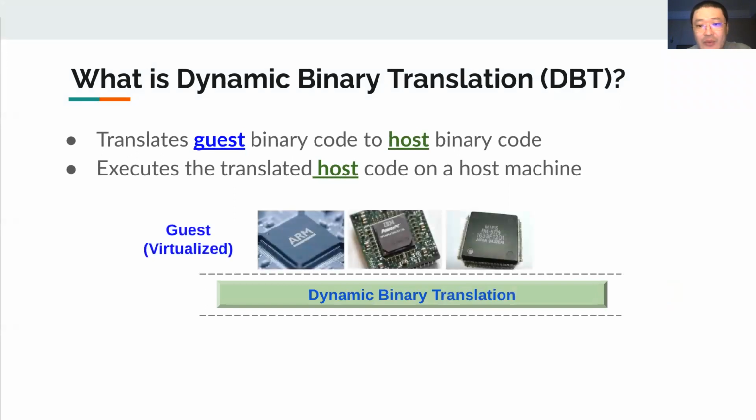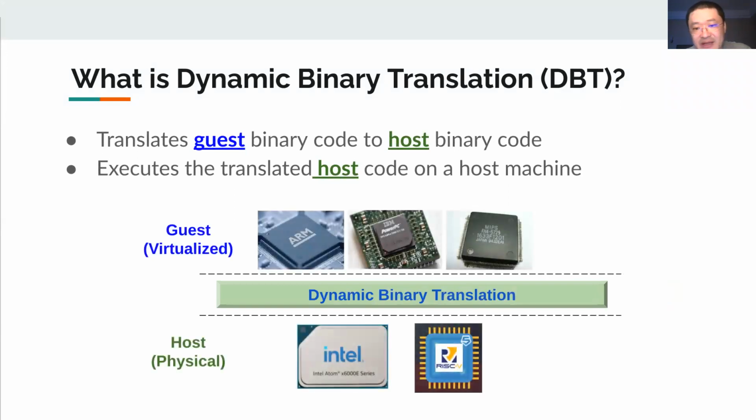Let's first take a look at what dynamic binary translation is. In general, dynamic binary translation, or DBT for short, translates the guest binary code to the host binary code. Here, the guest and the host can be different architectures. Therefore, this allows executing guest instruction set on a host machine. After translation, the generated host binary code is executed to emulate the guest functionality on the host hardware. For example, with DBT, we can execute native ARM applications on an x86 machine.